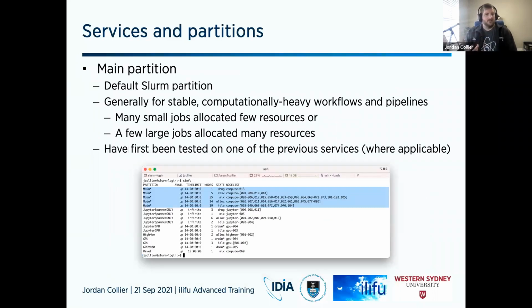And then we have the main partition, which is the default Slurm partition. And this is generally for stable, computationally heavy workflows and pipelines. So for instance, many small jobs allocated few resources, or a few large jobs allocated many resources, say MPI jobs across multiple nodes. And generally, we would suggest that these workflows have first been tested on one of the previous services, such as the devel partition, where appropriate, so that you're not trying to run a workflow that's not stable or is still being debugged, and make use of the main partition where stable jobs should generally be run.